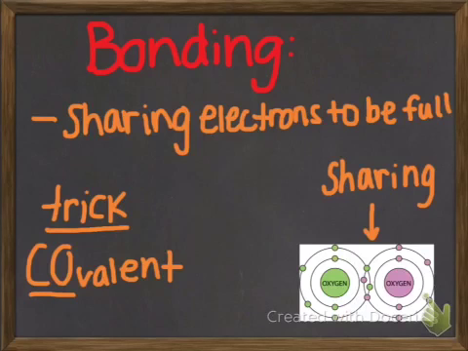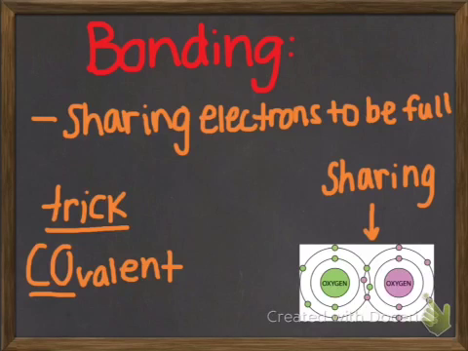First, we are going to learn about covalent bonding. Covalent compounds bond by sharing electrons so they can both be full. The picture on the bottom right is a really good representation of covalent bonding. The two different colors help show that the oxygens are sharing electrons, and you can also see that the two paths intertwine.